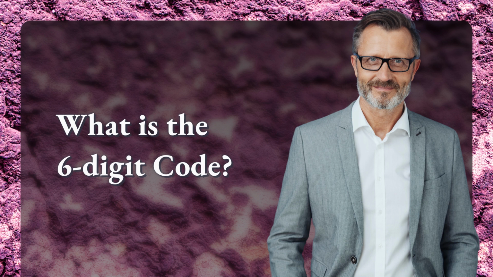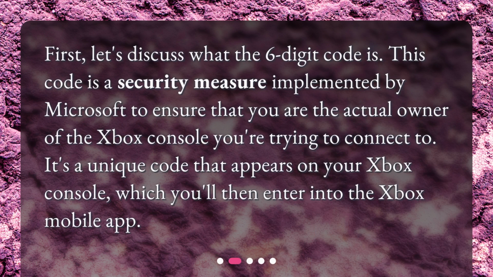What is the 6-digit code? First, let's discuss what the 6-digit code is. This code is a security measure implemented by Microsoft to ensure that you are the actual owner of the Xbox console you're trying to connect to. It's a unique code that appears on your Xbox console, which you'll then enter into the Xbox mobile app.